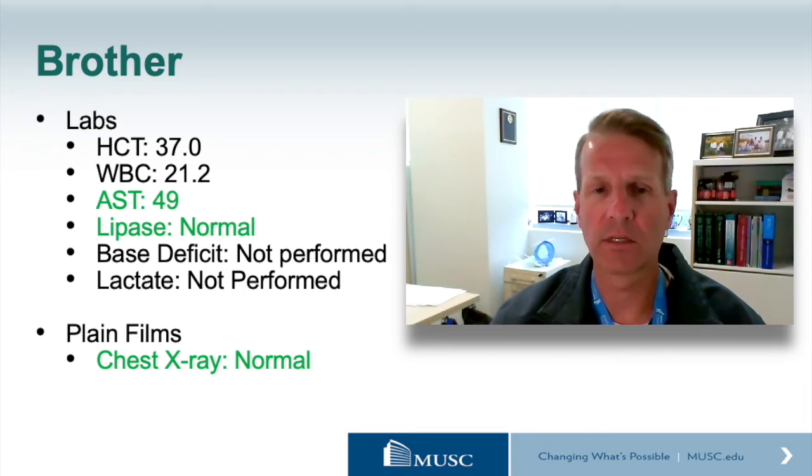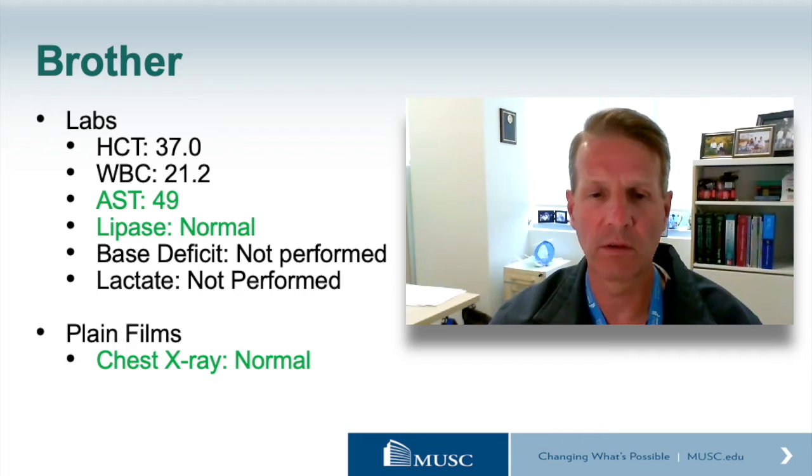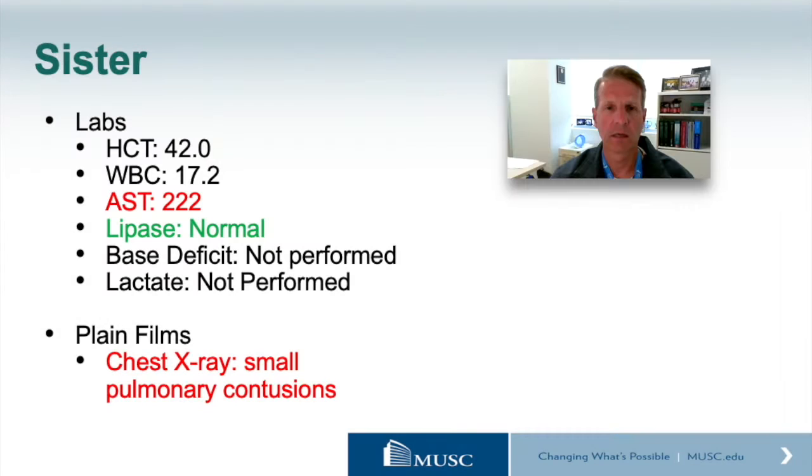So back to the 2 patients. The brother, initial hematocrit 37. His labs were normal. His AST was 49. His lipase was normal as well. And the chest x-ray had no evidence of traumatic injury. In contrast, the sister had 2 abnormal variables. Her AST was 222, and her chest x-ray showed some pulmonary contusions.